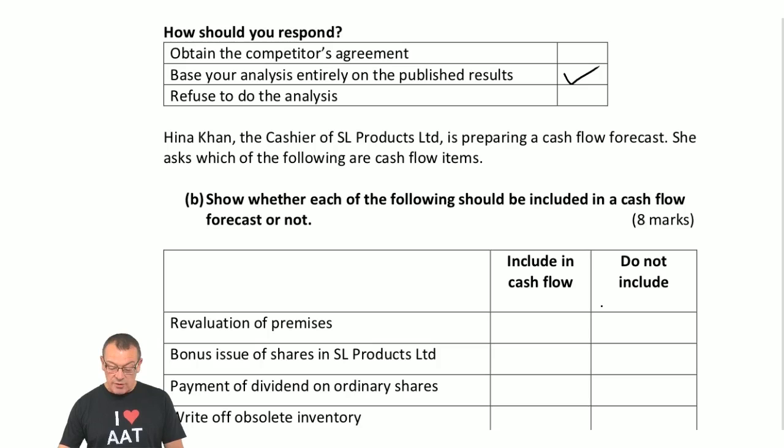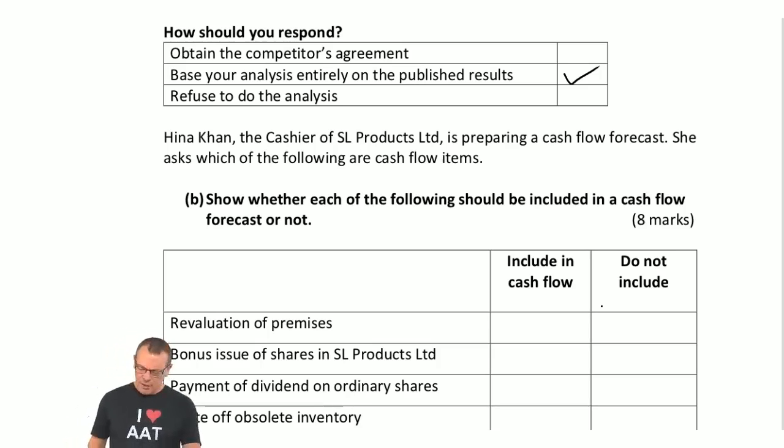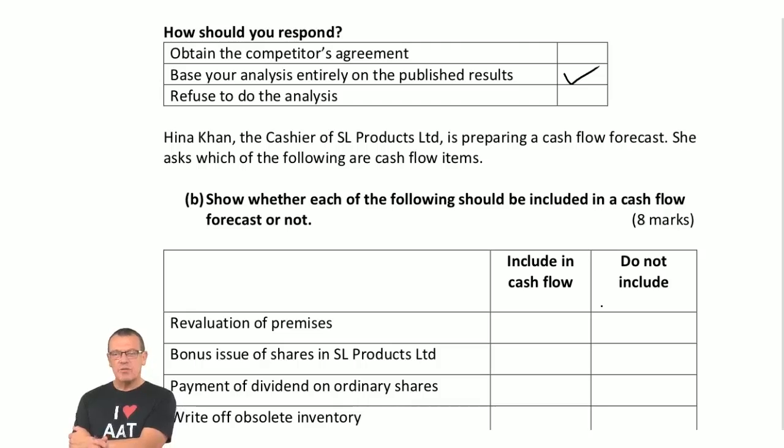Show whether or not each of the following should be included in a cash flow forecast or not. Now, this was one of the things that the examiner commented on was quite weak. So should this be weak really, or should this be bread and butter for us at level 4? So let's have a look. What do we include and what don't we include in a cash flow? Revaluation of premises. Now, let's think what's happening here first of all before we put an answer in.